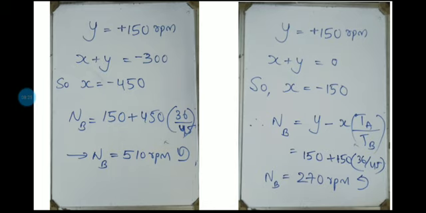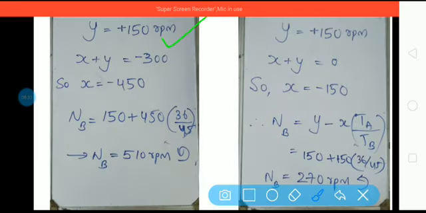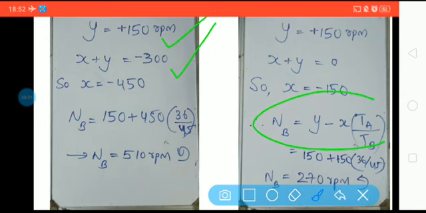Why? The direction is clockwise, but we already took counterclockwise as positive. Therefore, clockwise should be taken as negative. So x plus y is minus 300. That is the second equation. Then from that you find x. x will be minus 300 minus y, so minus 300 minus 150, so we will get minus 450. Then you substitute the values in the same equation, NB equal to y minus x into TA by TB. So you will get NB as 510 rpm in counterclockwise direction.